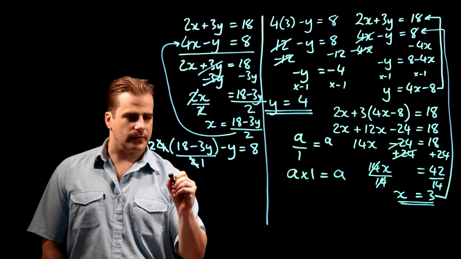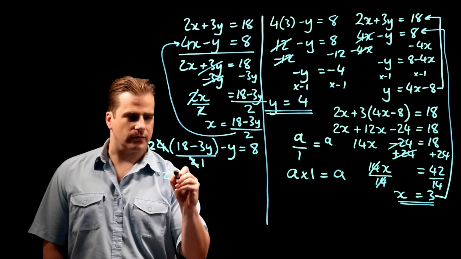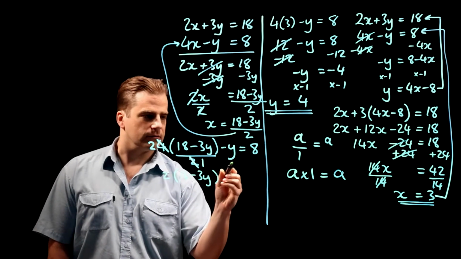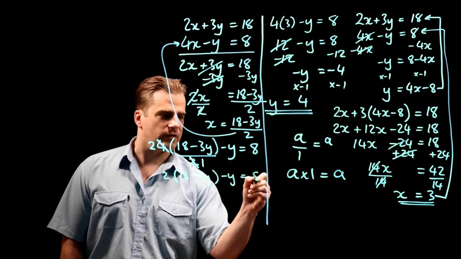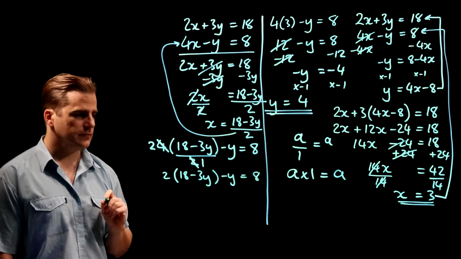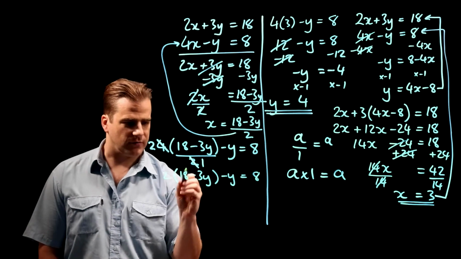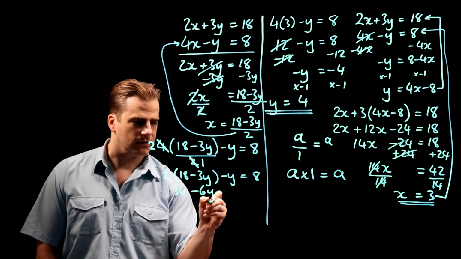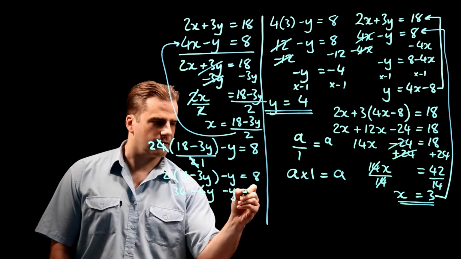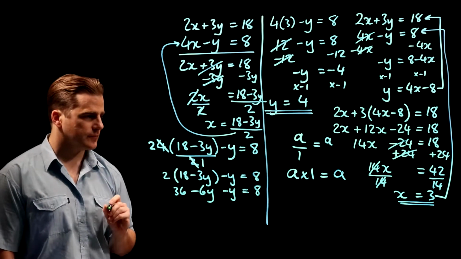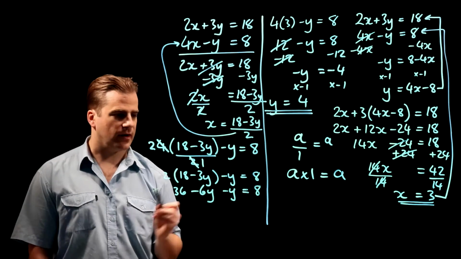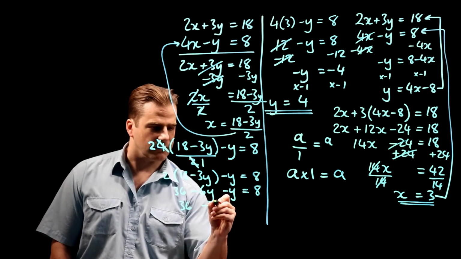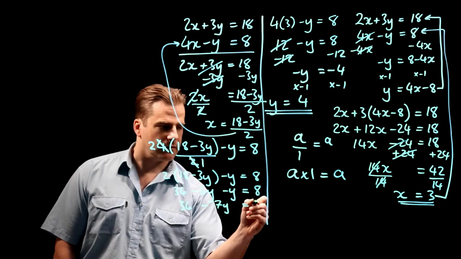Okay, so what have we got? I'll write it out clearly. So we've got 2 times 18 minus 3y minus y equals 8. Okay? Multiply out the bracket. 2 times 18 is 36. 2 times minus 3y is minus 6y. Then you've got the minus y and equals 8. Gather like terms. We've got a minus 6y and a y. So we get 36 minus 6y minus another y is minus 7y equals 8.